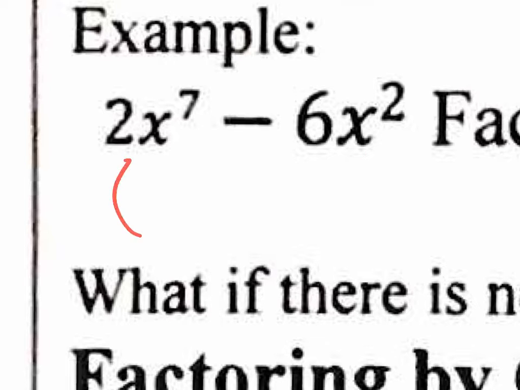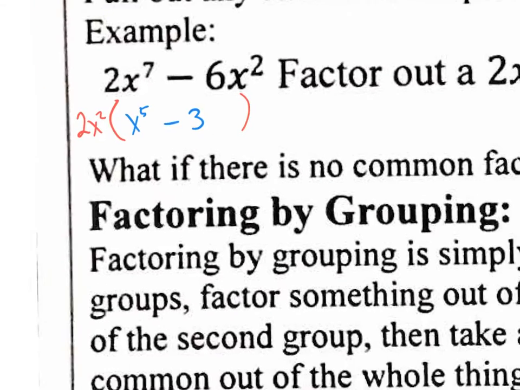Real quick. Look, parenthesis. What's in common in here and here? The 2 and how many x's? X squared. So when you pull out that 2x squared, what would be left? In other words, it's a reverse distributed property. 2x squared times what will get you a 2x to the 7th? X to the 5th. And over here minus what? 3. That's it. Done. That's pulling out the GCF. That's the first type of factoring we learned. That's the first type of factoring you should always try.